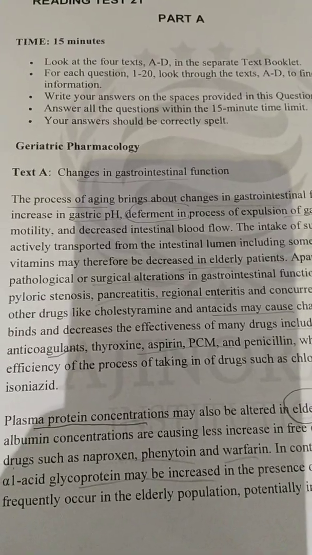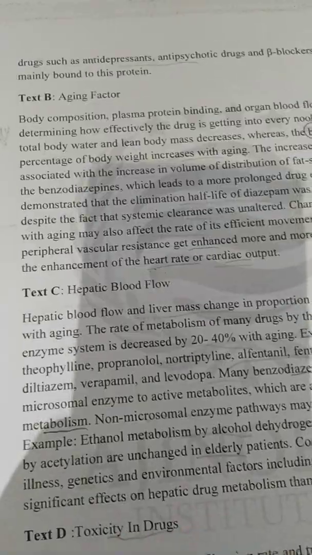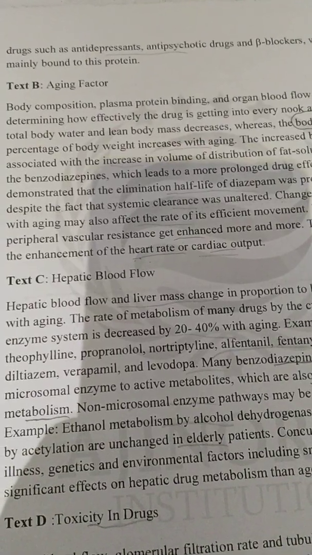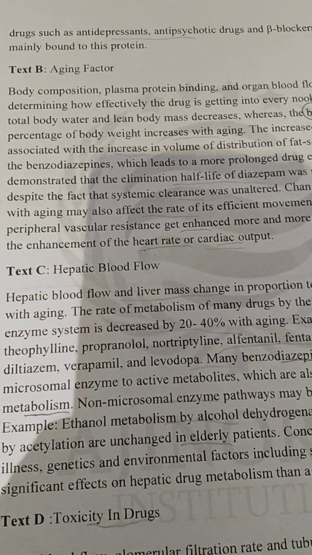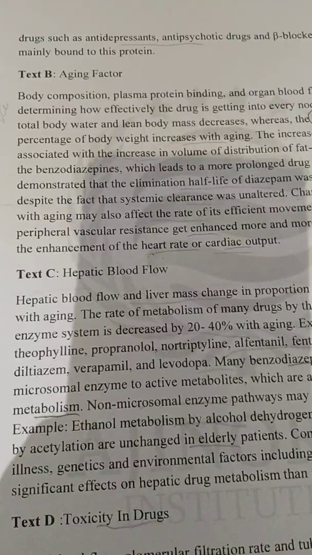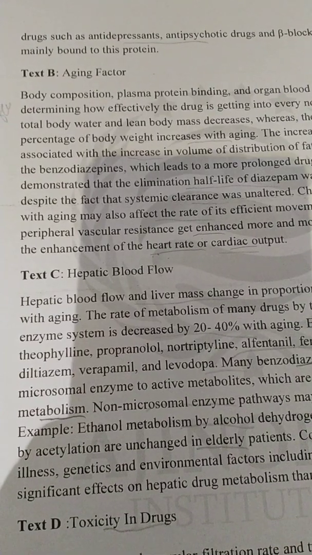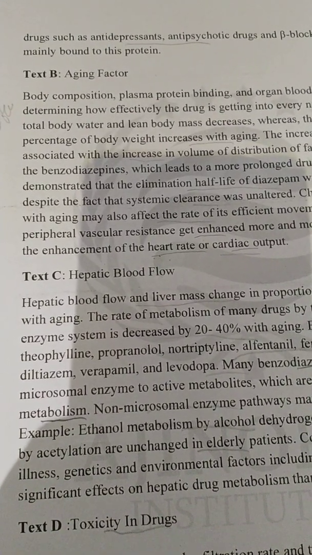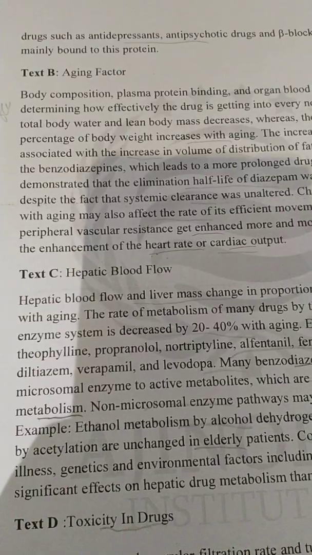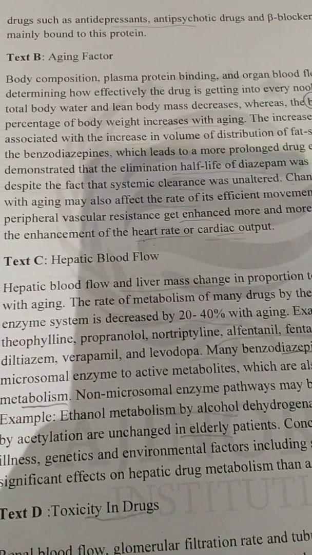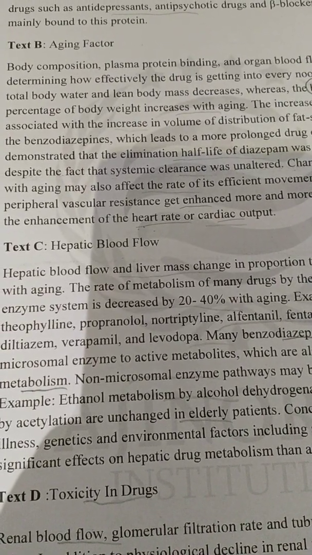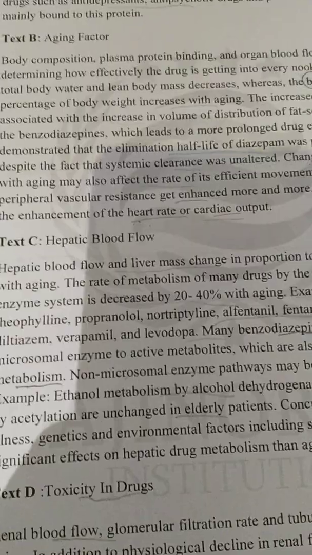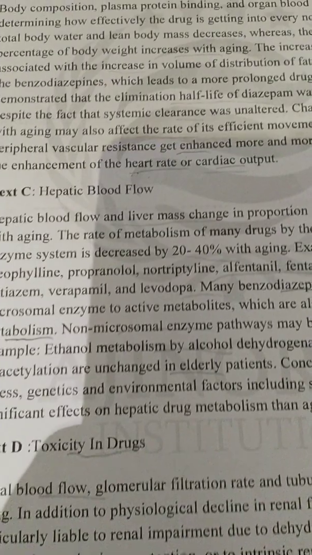And next go to the second text B and see the subheading is aging factor. Once you get the general idea from this one, you can write at this side, for example, like diagnosis, indications, contraindications, treatment, drugs, like that you can write. So it will be easy for you to scan later. Then text C, hepatic blood flow. So we got an awareness related to the blood circulation there. Then text D is related to the drugs.